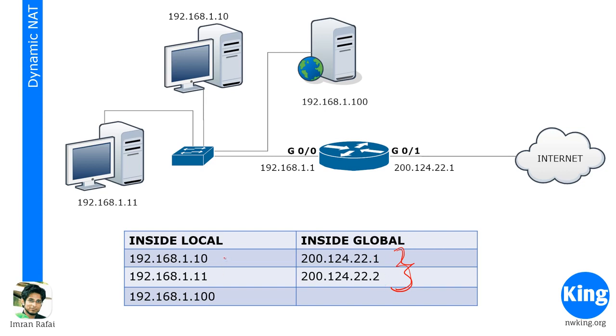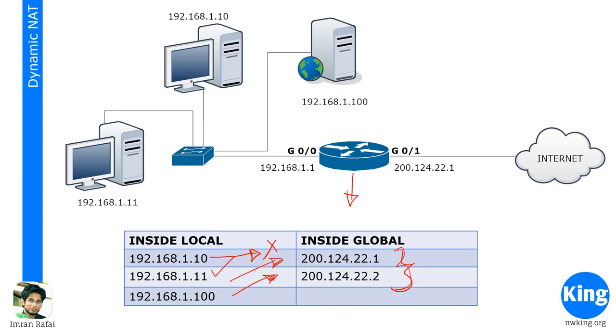Now the first device, let's say this device comes in first, .11, gets mapped to the first available IP address. Second, let's say 192.168.1.100 comes in and wants to go to the internet, so the router assigns 200.124.22.2 to this device. Now when our third device, 192.168.1.10, wants to go to the internet, it will not have an IP address to assign, and it will drop that packet.